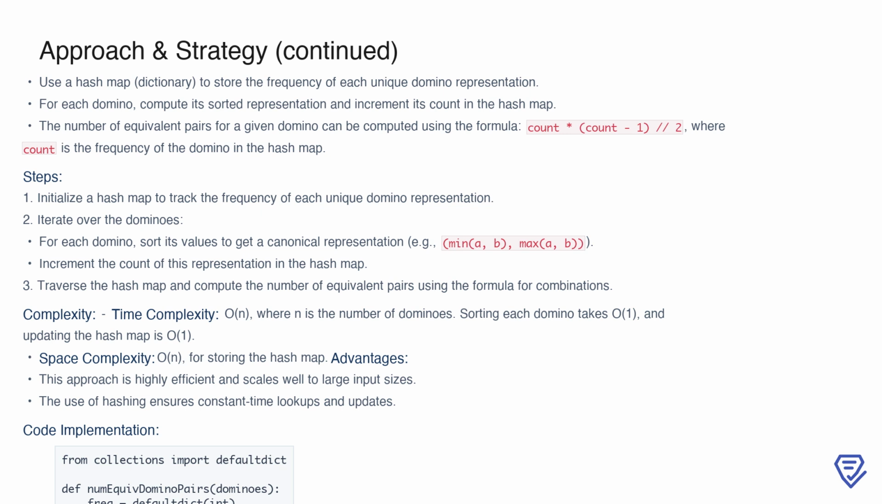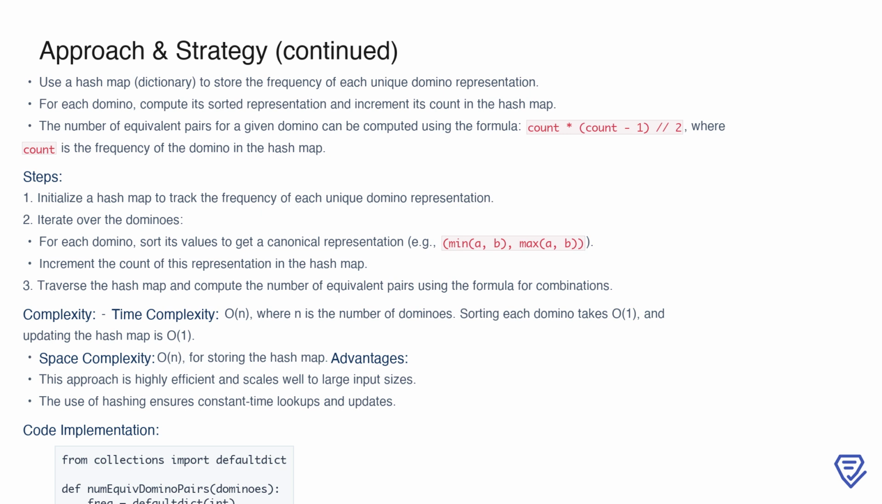For example, both (2, 5) and (5, 2) are represented as (2, 5). Using this representation, we can count equivalent pairs efficiently by leveraging a hash map. The hash map stores the frequency of each unique domino representation. As we iterate over the dominoes, we calculate their canonical form, update their frequency in the hash map, and use the formula count * (count - 1) // 2 to compute the number of equivalent pairs for each unique domino.